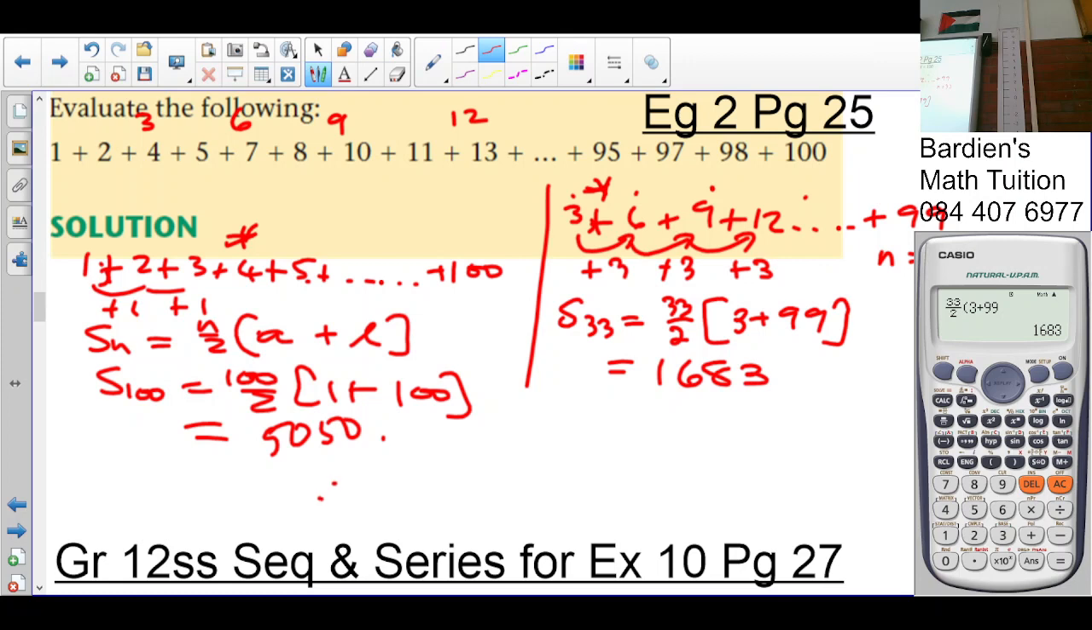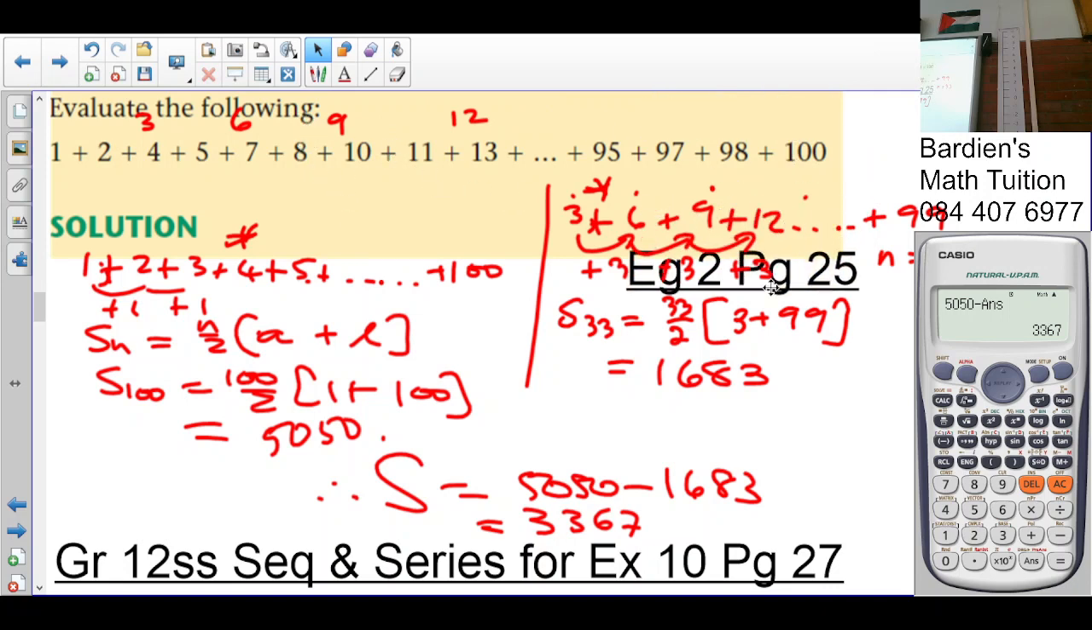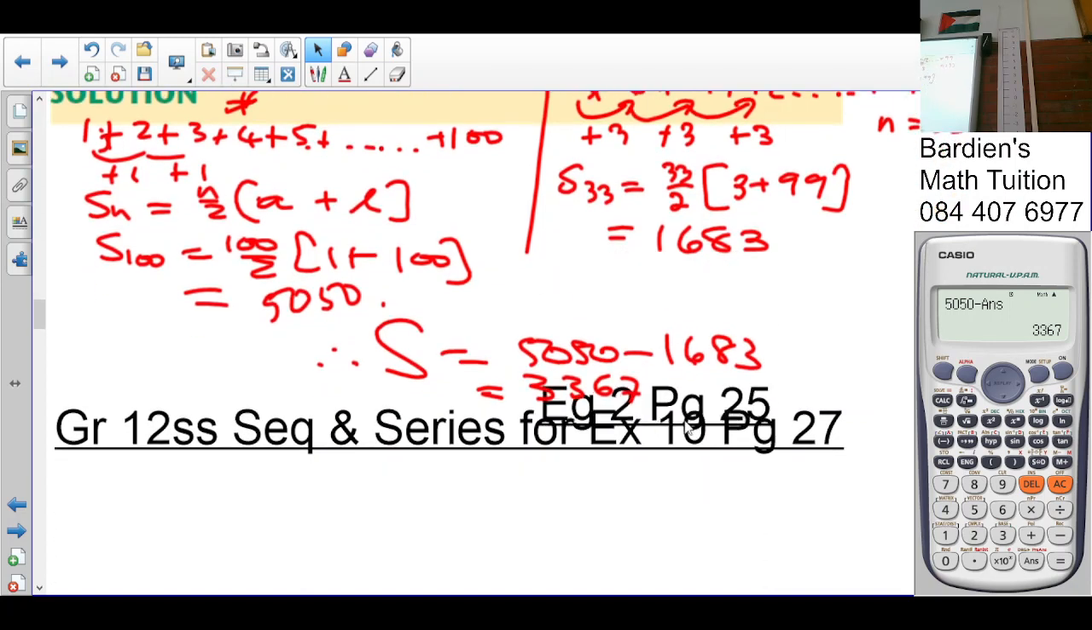1683. So therefore, the sum of this series will simply be 5050 minus 1683. That gives you 3367. Okay. Alright, so again, the numbers that are multiples of 3 were removed from the sum of the series, so I subtracted them.